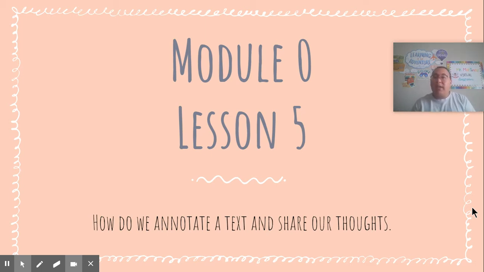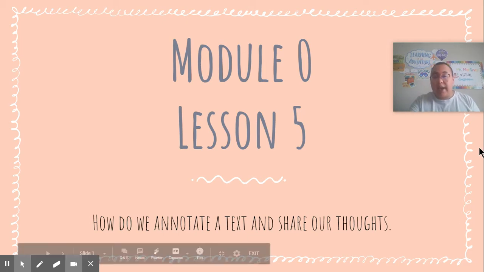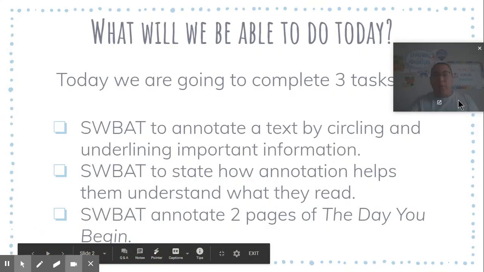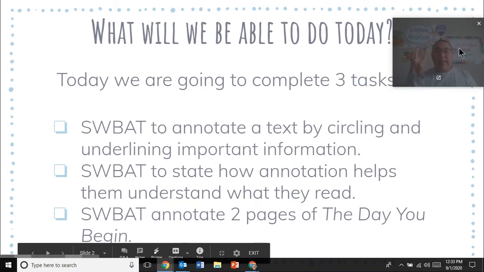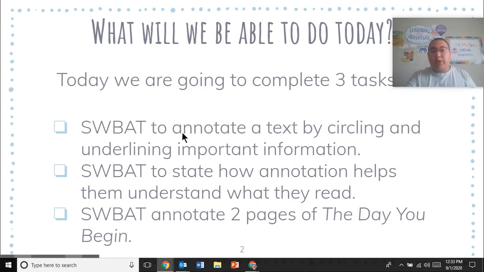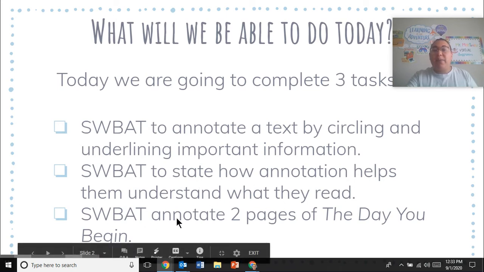Now, on Tuesday, you had a little practice on annotating, and today we're going to go deeper into annotating and know what we're annotating and how to annotate. So today we're going to be able to complete 3 tasks. Students will be able to annotate a text by circling and underlining important information. Students are going to be able to state how annotation helps them understand what they read. And you're going to be able to annotate 2 pages of the story that we're going to read today, which is called The Day You Begin.